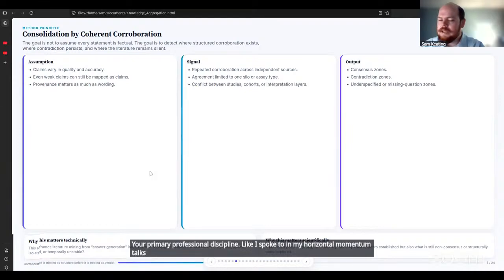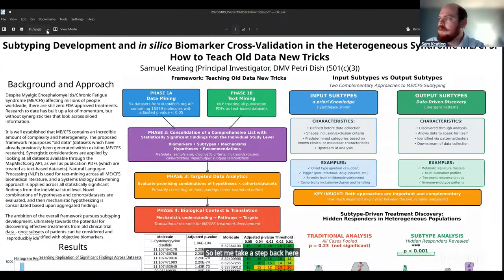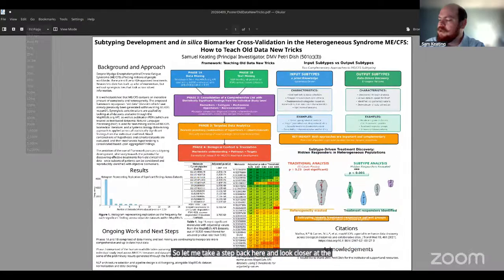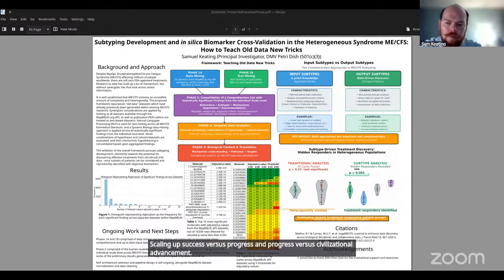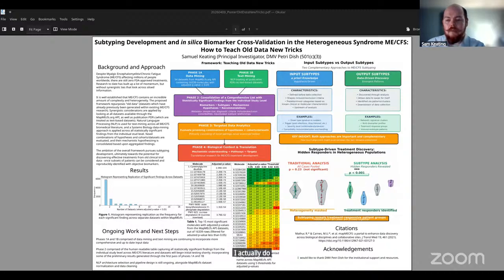So let me take a step back here and look closer at the chat. That was one of the first comments that I noticed: scaling up success versus progress, and progress versus civilizational advancement. I actually do have in my slides, directly in my old conference talk series, which I can also spin up here.